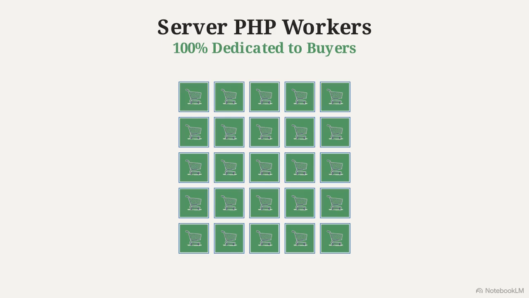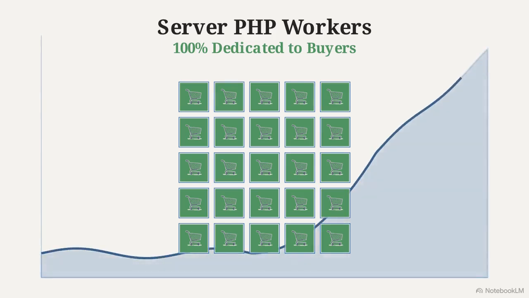Take a host like A-Hosting as an example. Removing the fragment drain allows a plan with 25 entry processes to dedicate 100% of its resources to actual buyers at checkout, keeping the site stable during major traffic events.